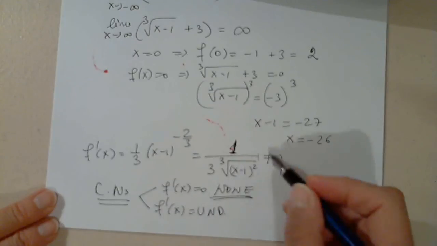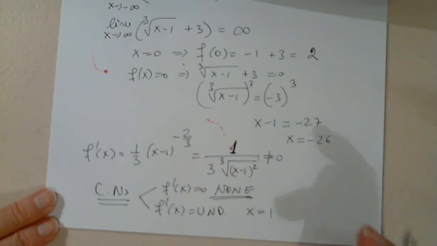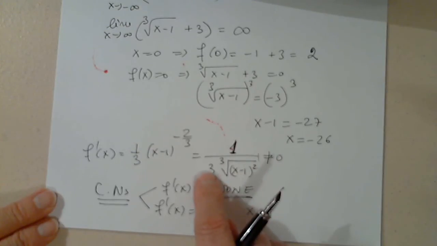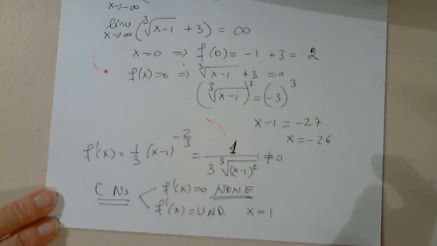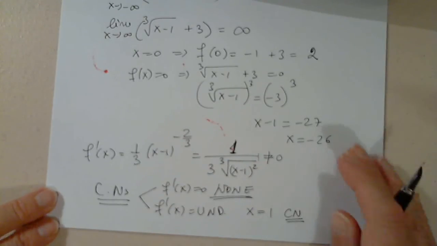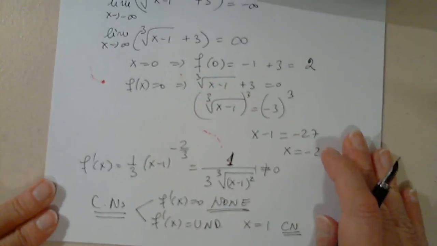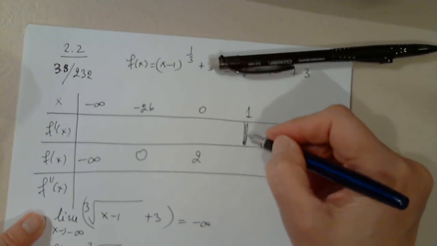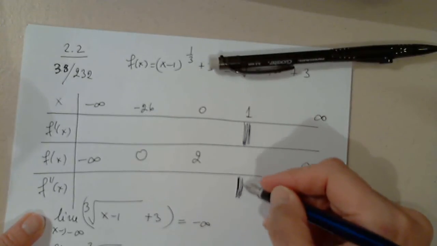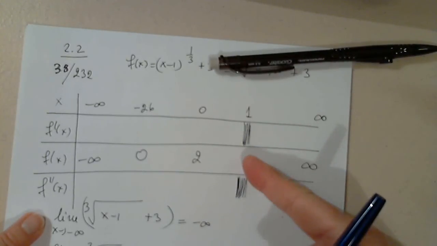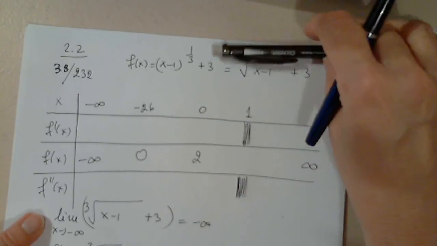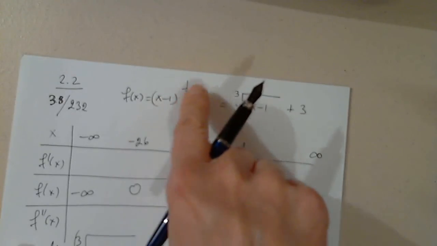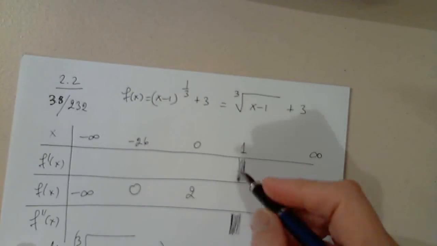However, this function is undefined at x equals 1. If you plug in 1 here, 1 minus 1, we get 0, and 0 cubed root squared times 3 is 0. 1 divided by 0 is undefined. So this is the only critical number, where the derivative is undefined. So at 1, the first derivative is undefined, and so will be the second derivative. However, the function exists at 1. So plug it in: 1 minus 1, 0, 0 raised to 1/3, 0, 0 plus 3, 3.